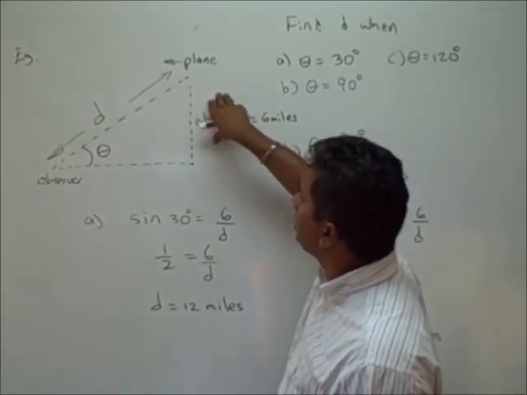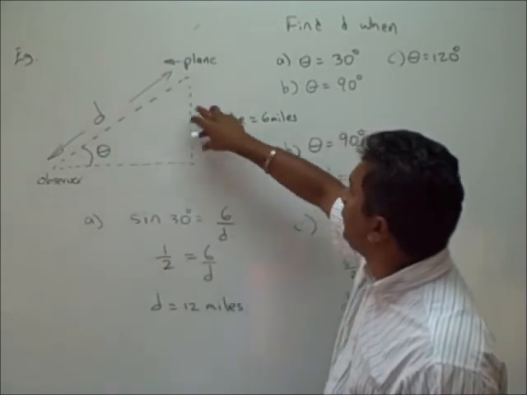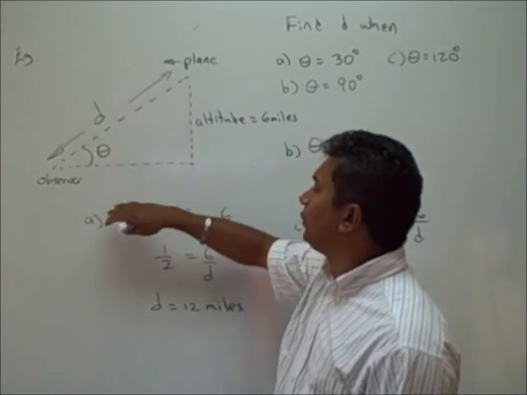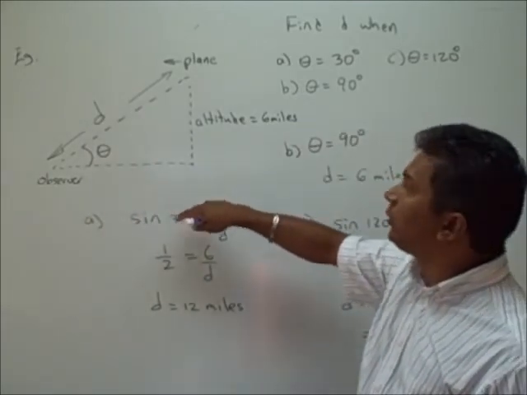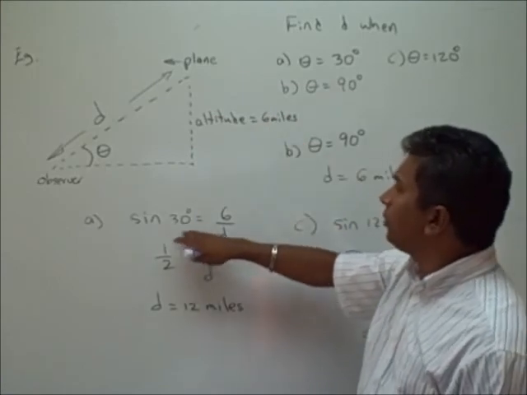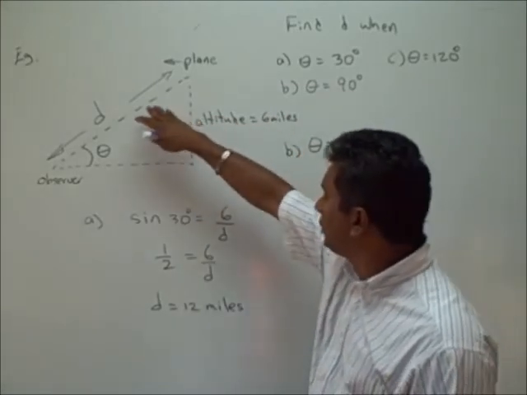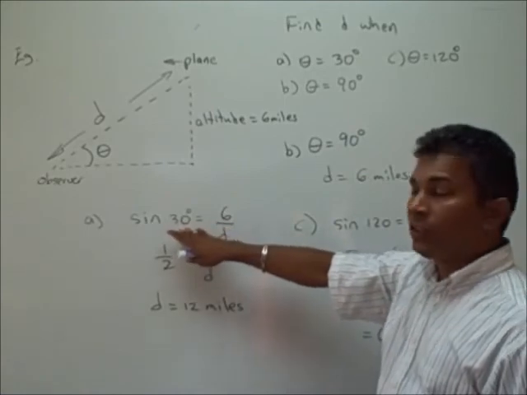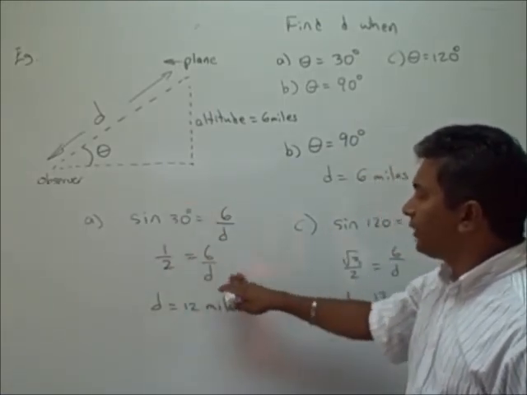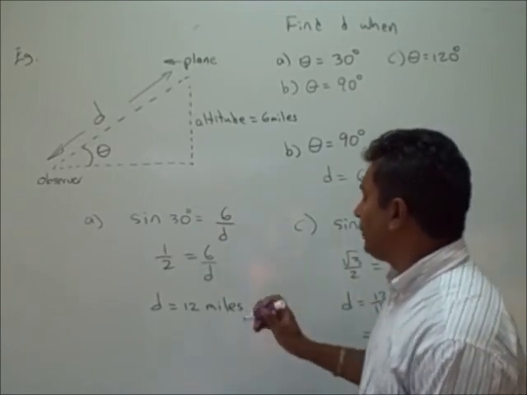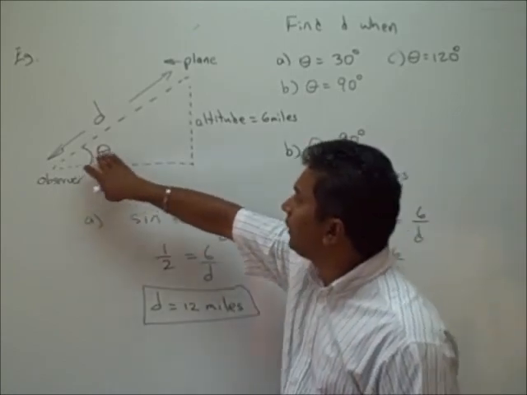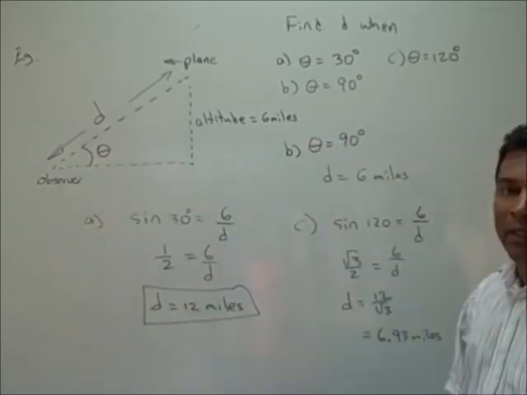Since we're given the altitude and we're trying to find the distance, here we have the opposite and we're required to find the hypotenuse. We will use the sine function because we know sine is equal to opposite over hypotenuse. So the sine of 30 would be equal to the opposite, which is 6 over d. We know from our unit circle that the sine of 30 is equal to 1/2. So 1/2 is equal to 6 over d. From that we have the distance from the observer to the plane at an elevation of 30 degrees would be 12 miles.